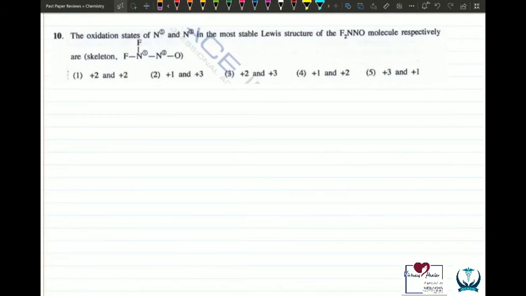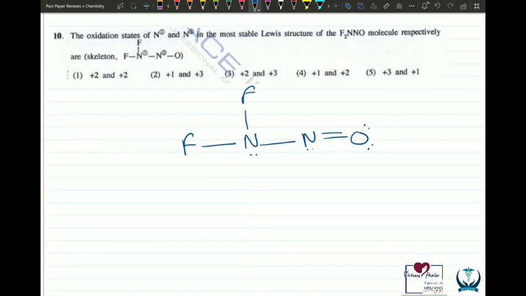Question number 10. The oxidation states of N1 and N2 in the most stable Lewis structure of the F2NNO molecule is. So we have the most stable structure as F, N, and double bonded O and F here. Now this is nitrogen number 1, this is nitrogen number 2. If we find the oxidation state of this N and F, F is more electronegative, so +1 here, +1 here, and N 0. Therefore the oxidation state of this is +2.